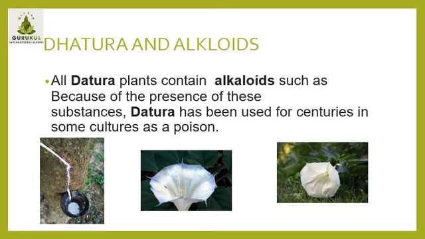Now, the first one is the Dhatura plant and it has alkaloids. Alkaloids are a type of chemical that can be harmful for animals. Now, why is this defense system there in the plants? Because there are herbivores, grazing animals, and if the plants need to survive, then they need this defense system. Otherwise, the animals will eat those plants.